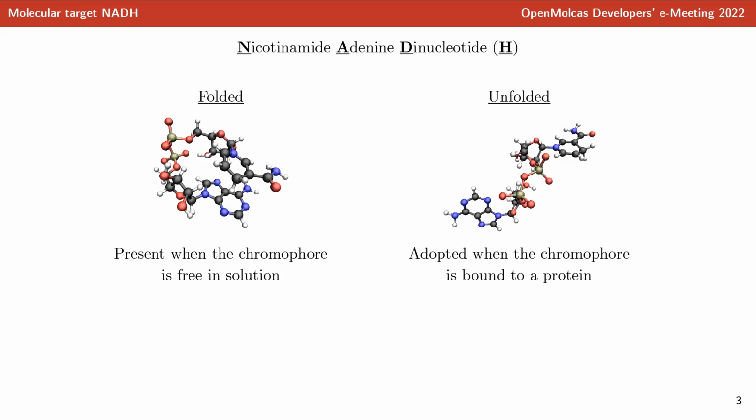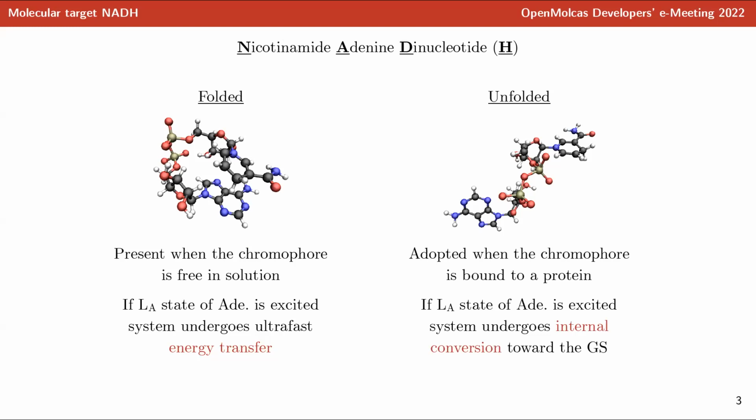And what is interesting in the context of spectroscopy is that if we prepare the system on the La state of adenine, then we can see an ultrafast energy transfer taking place between adenine and nicotinamide. While if we excite the Lb state of adenine, we can only visualize the internal conversion to the ground state. And this is actually interesting because we have a spectroscopic fingerprint of the folding in this way, because the energy transfer can take place only in the folded conformation.